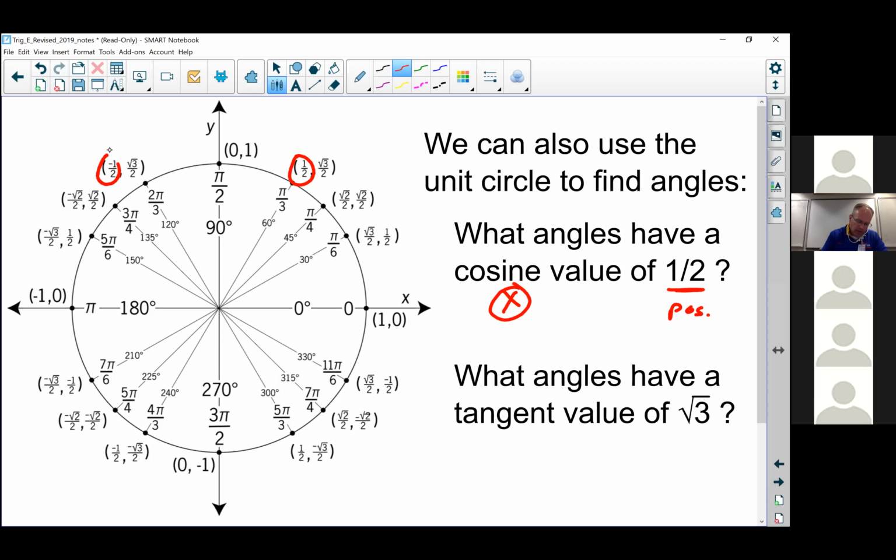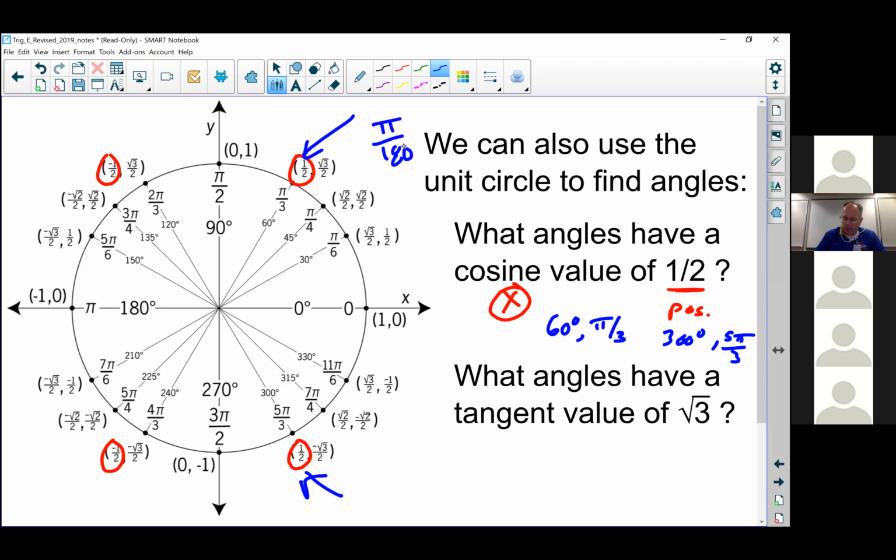Okay, that's negative. That's negative. That's positive. So the ones that I'm interested in are this one and this one. So we're talking about 60 degrees, which is also pi thirds. So that's in degrees and radians. And then we also have 300 degrees, which is 5 pi over 3. And again, if you didn't have the unit circle, you just multiply the degree amount by pi over 180, reduce the fraction, and keep your answer in pi.